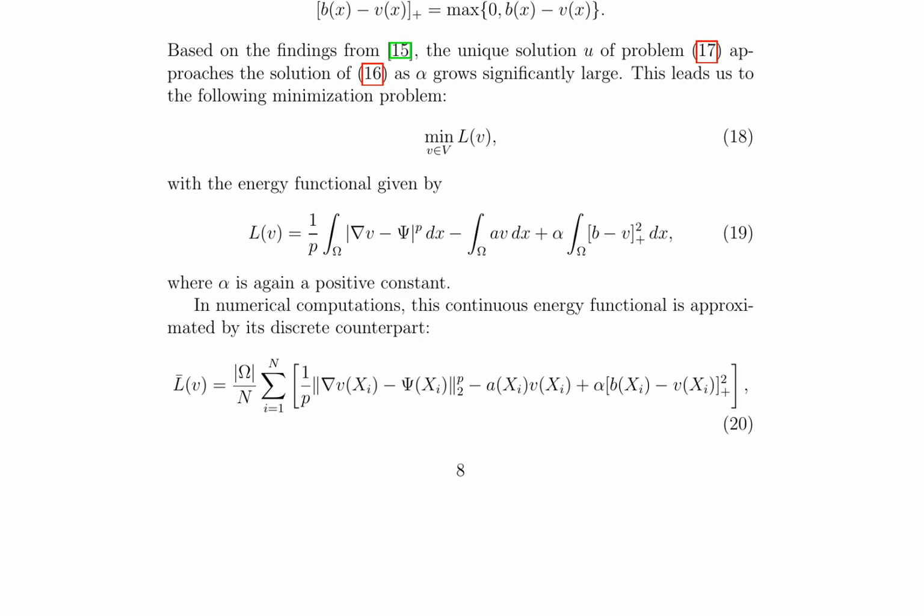This approach allows for the solution of the variational inequality problem through energy minimization, with the introduction of a regularization term to improve the numerical stability and convergence of the solution. The discrete approximation of the energy functional facilitates practical computations and provides a means to approximate the continuous solution.